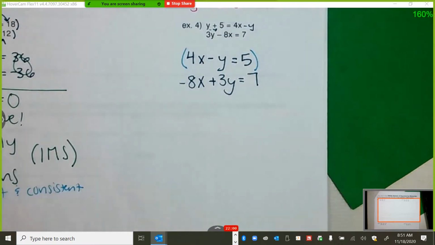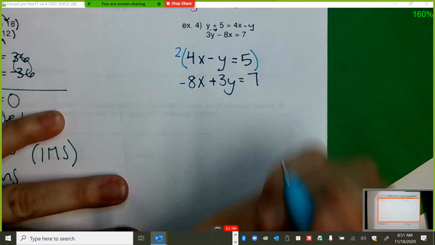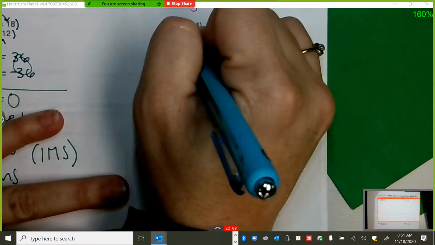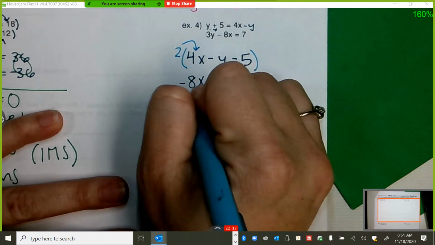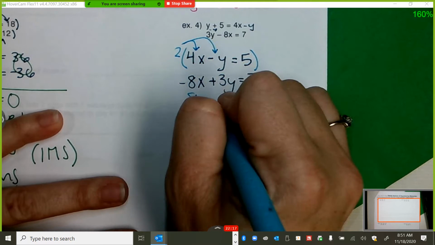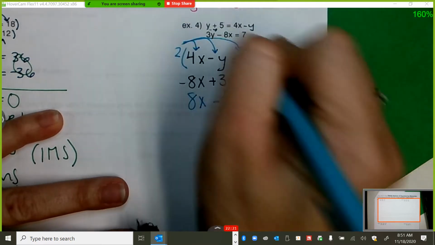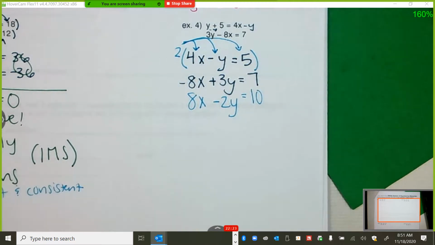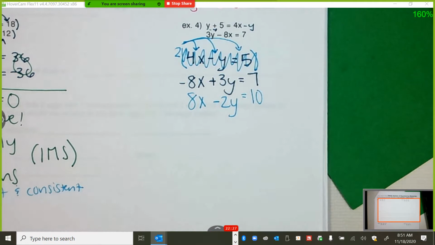And what do we multiply that top equation by? By what? 2. 2 times 4x is 8x. 2 times negative y is, and 2 times 5. Okay, I'm going to cross that out and just use the 2 I already have written.